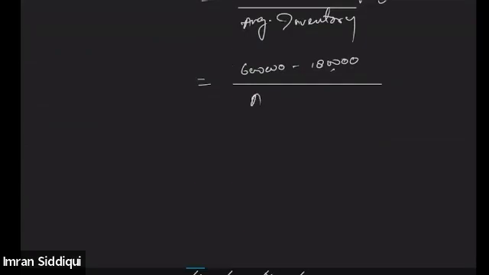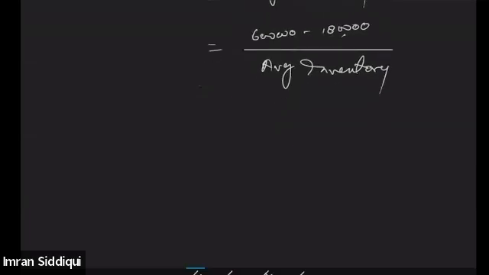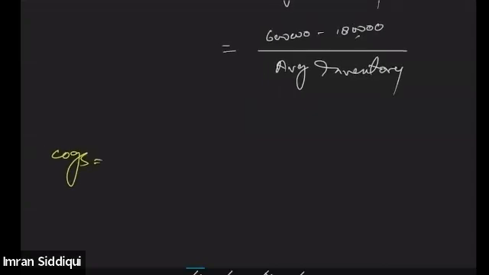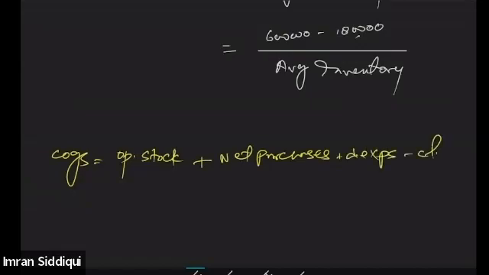And to determine the value of average inventory, we'll prepare a working note. COGS equals opening stock plus net purchases plus direct expenses minus closing stock. So COGS will be 4,20,000.